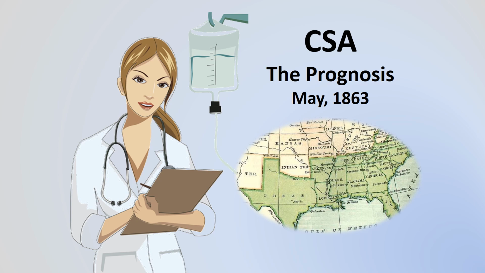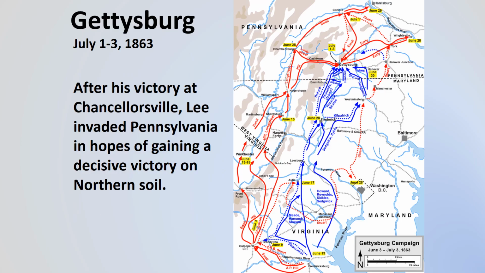Doesn't look good for the South. Battle of Gettysburg. This is going to be a long battle. You can see it's in July. It's very hot. Lee invades Pennsylvania. He's hoping to get a victory in the North. You can see where Washington, D.C. is here. Jeb Stuart actually gets right outside of Washington, D.C., and he is with the cavalry.